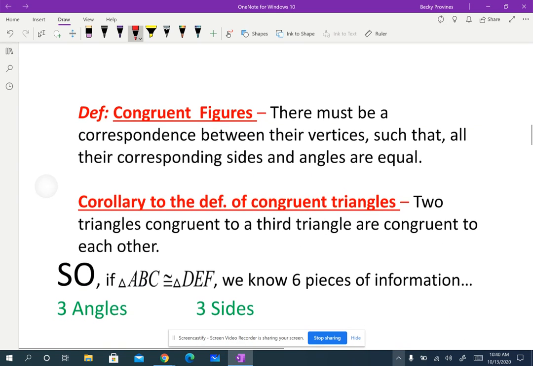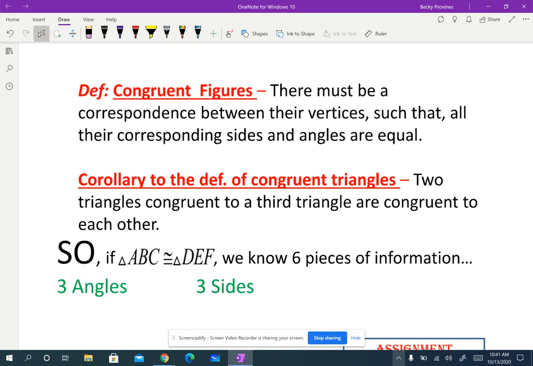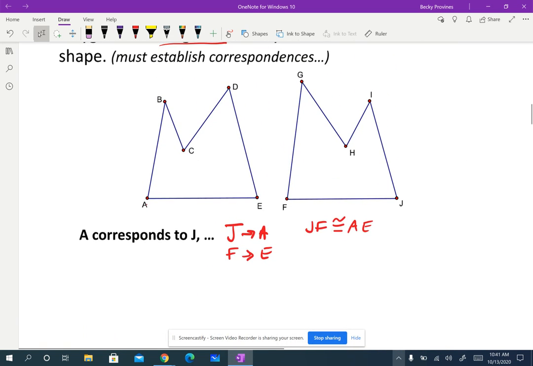I'm going to show you something that's more relevant though. Let's do the definition of congruent figures. There must be a correspondence between their vertices such that all their corresponding sides and angles are equal. So that's kind of what we were doing in this problem up above. Now, I didn't do an angle, so I'm going to go back real quick and do an angle.